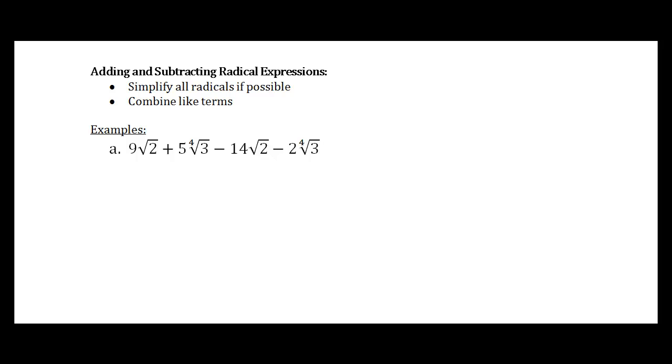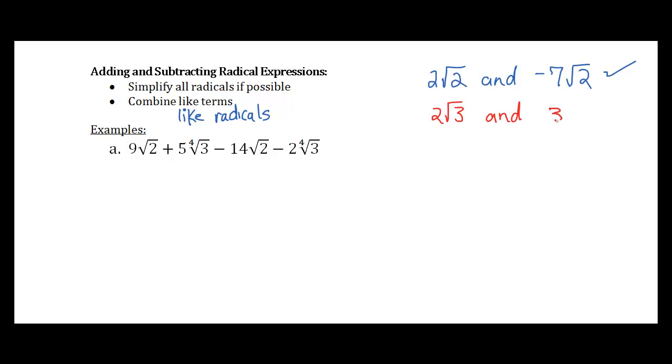And what I mean by like terms, you might hear someone say like radicals. All right? And what I mean by like radicals is they have to have the same radical, right? For instance, 2 times the square root of 2 and negative 7 times the square root of 2. Those are like radicals, all right? So these work well. But an example like this, 2 square root of 3 and 3 times the square root of 2, they're not like radicals because we have a square root of 3 and a square root of 2, and those would not be considered like radicals, all right?